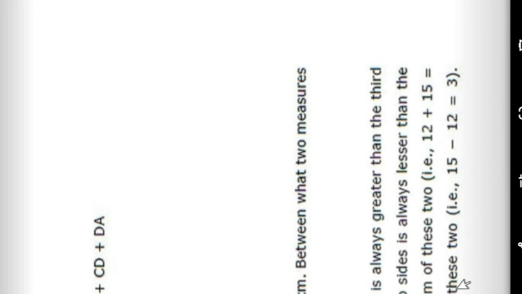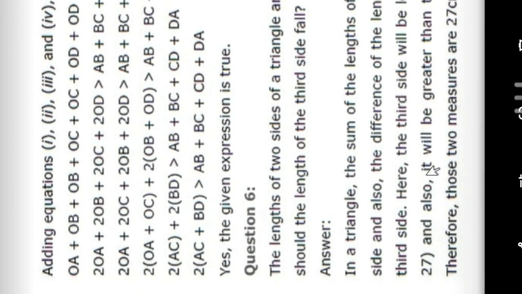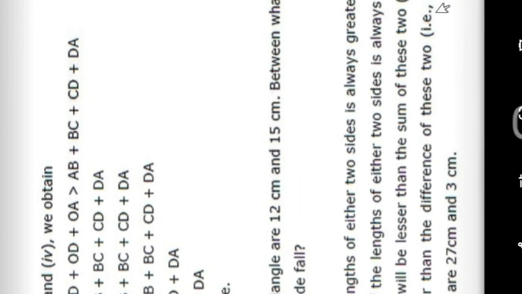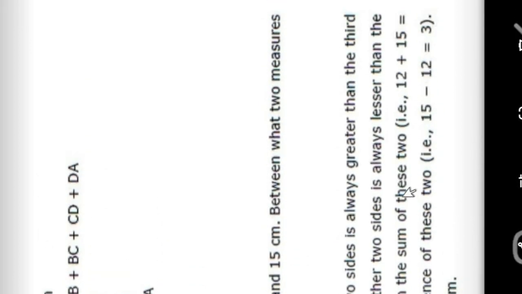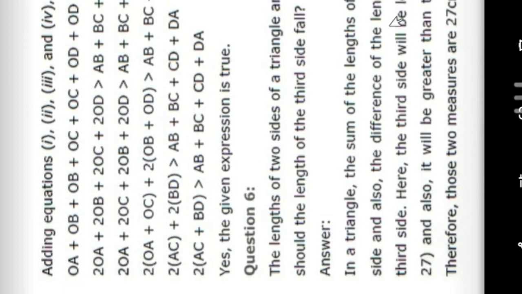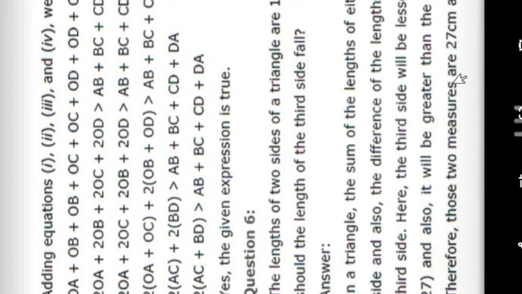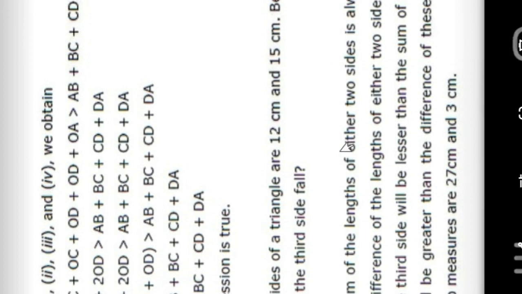So what we will do here, we will add these 2, that answer we will get, and then we will subtract these 2, that answer we will get. So here 12 plus 15, that is equal to 27. And also it will be greater than the difference of these 2, that is 15 minus 12, that is 3. So the third side will be less than the addition of these 2 sides, and it should be greater than the subtraction of these 2 sides. So therefore those 2 measures are 27 cm and 3 cm. So the third side will fall in between these 2 measurements.